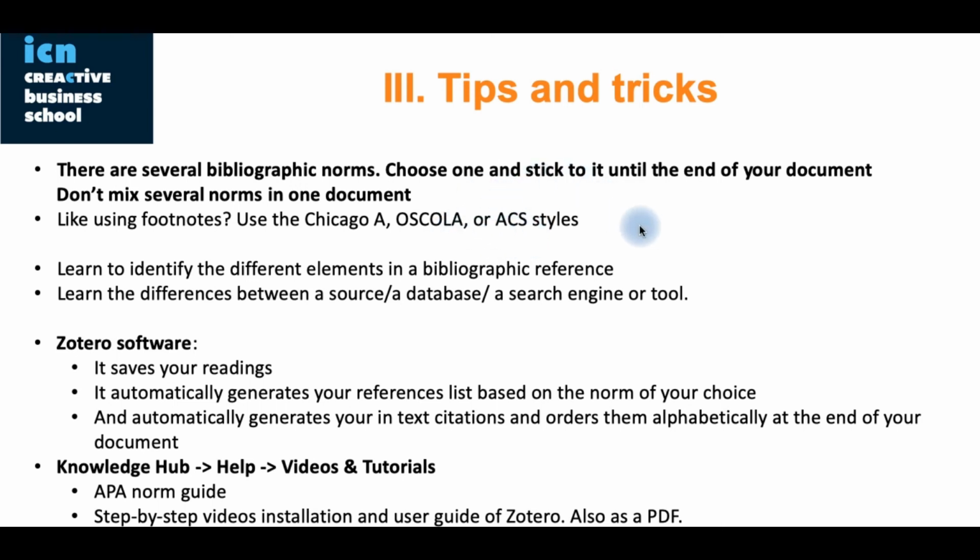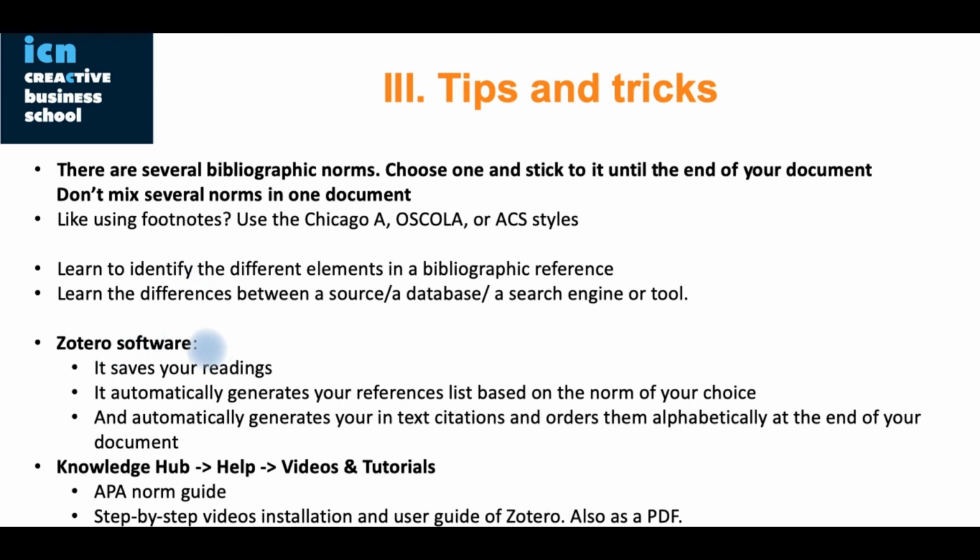and also use the ACS style. So learn to identify the different elements in a bibliographic reference by just simply looking at some and getting used to the way they are built in each type of citation format and style. Learn the differences between a source, a database, and a search engine or a tool. So spot what information is available and where, so then you will know how to cite it.